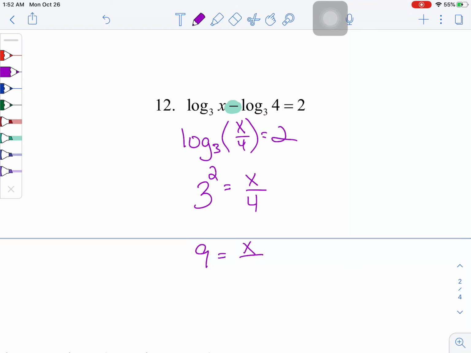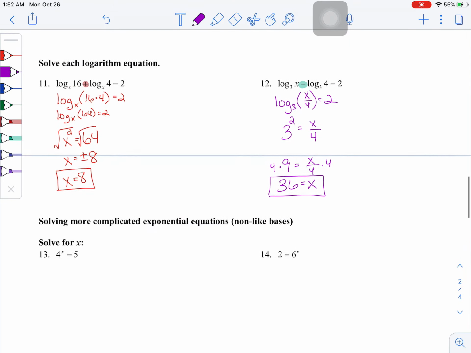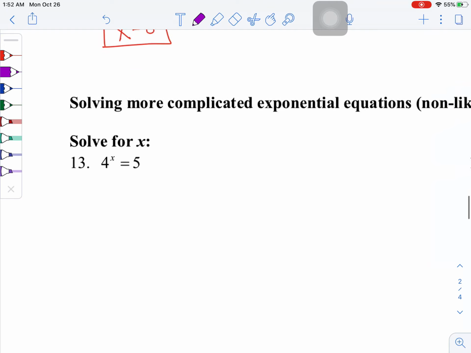So 3 squared is 9 is equal to x over 4. I'm going to multiply both sides by 4. So what is that? 36 is equal to x. All right, that looks good. Okay, so that's what happens if you have logarithms already in the problem, right? So you can use those properties of logarithms to solve it, right?